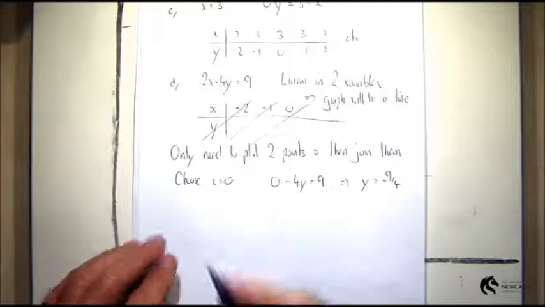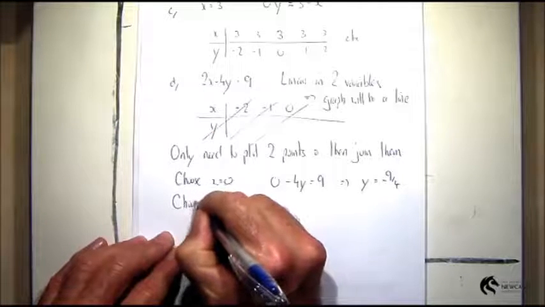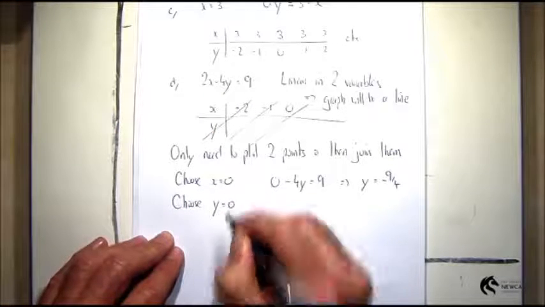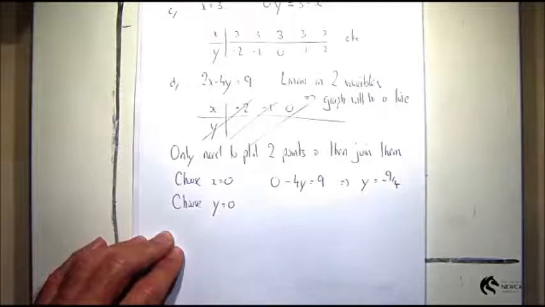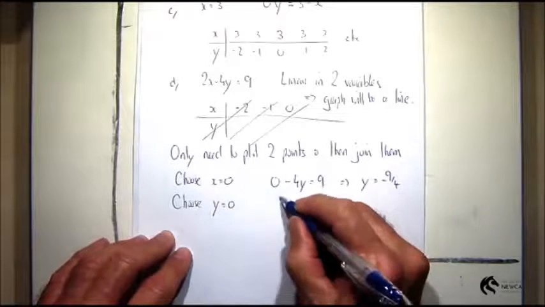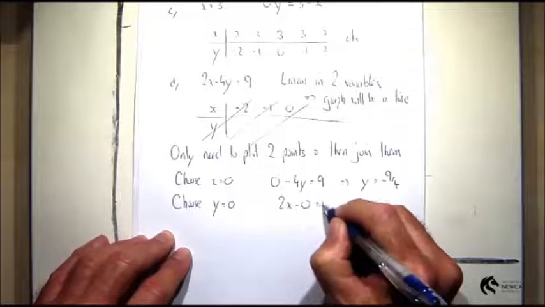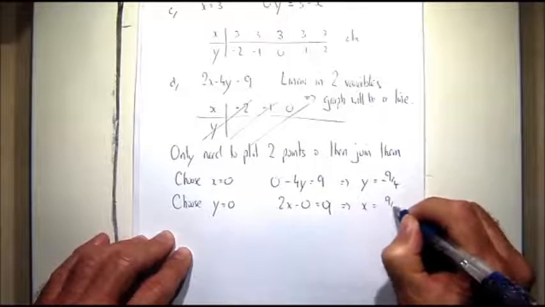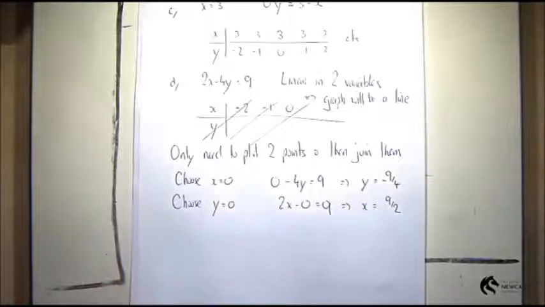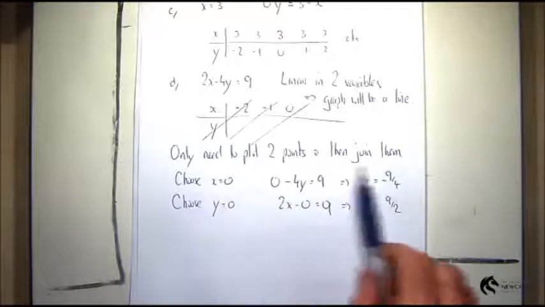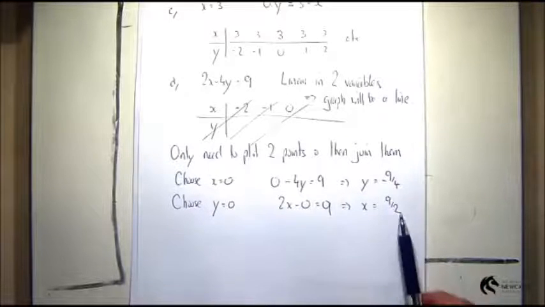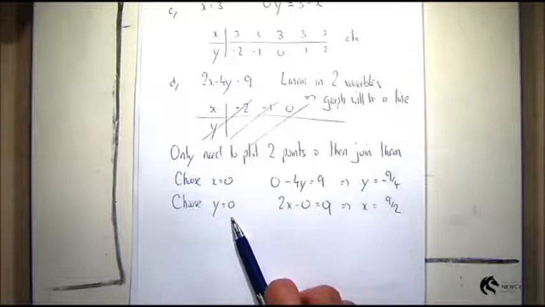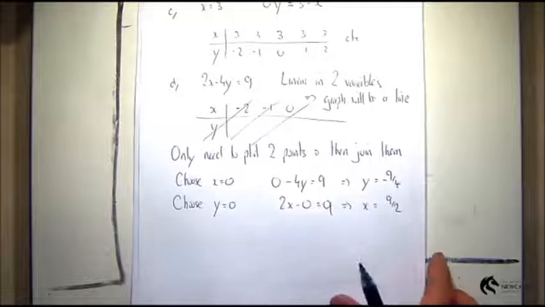So in here, as I said, I'm pretty good at arithmetic with 0, because I know 4 times 0 is 0. So that tells me then that 2x minus 0 is equal to 9. And so x must be equal to 9 on 2, so 4.5. And so now I have two points on the line, 0, minus 9 on 4, and 9 on 2, 0. And I'll join those up, and there will be my line. So let me put that over there.